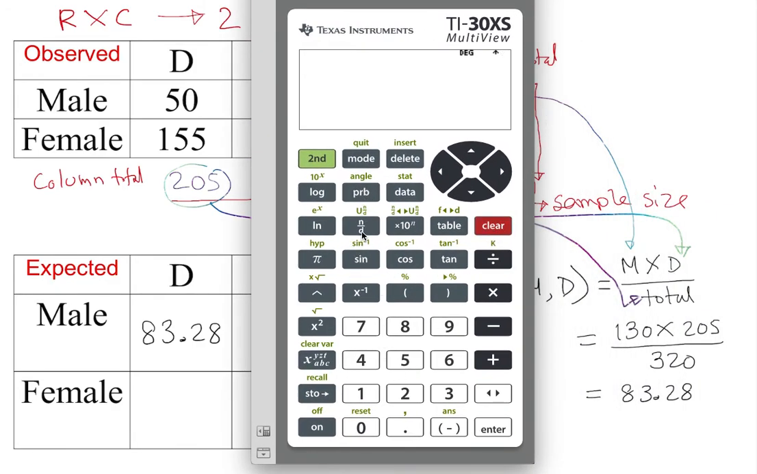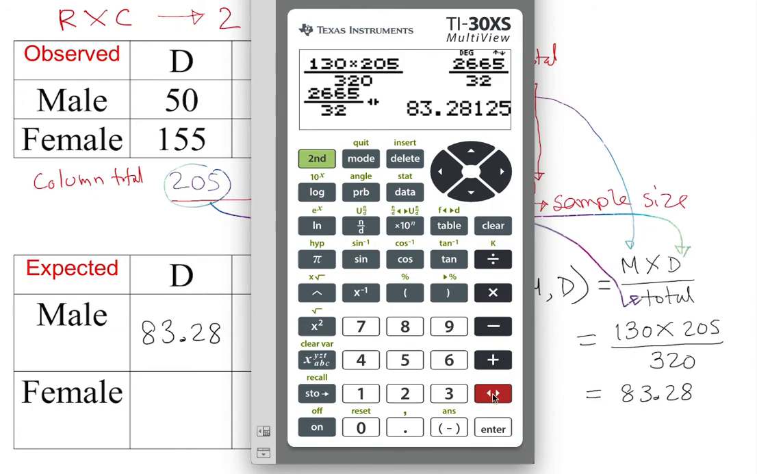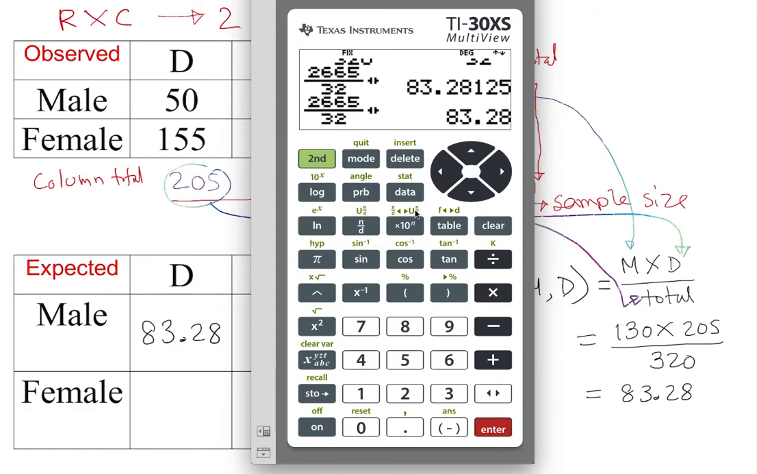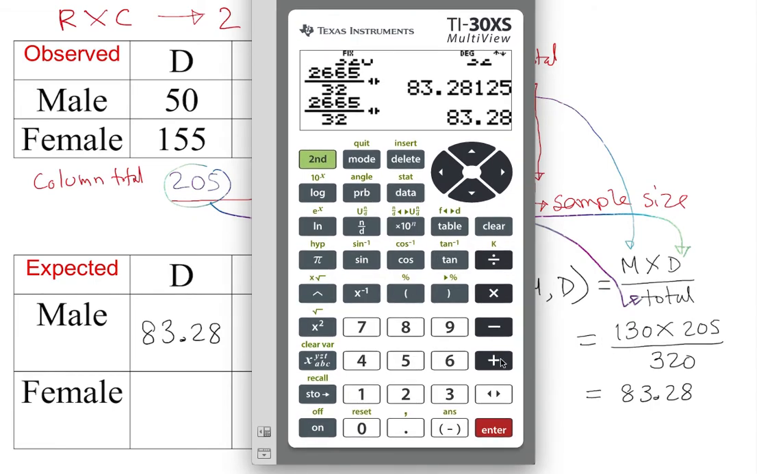I can put down 130 times 205, and in the denominator 320, enter, and of course for the fraction we use this double arrow: 83 point something. I'm going to round it to the hundredth place. I can do it right in the calculator. Every calculator out there has an option to round. So enter, clear, enter. From now on it will always give me two decimal places, hundredths. Or I can just do it straightforwardly with any calculator.